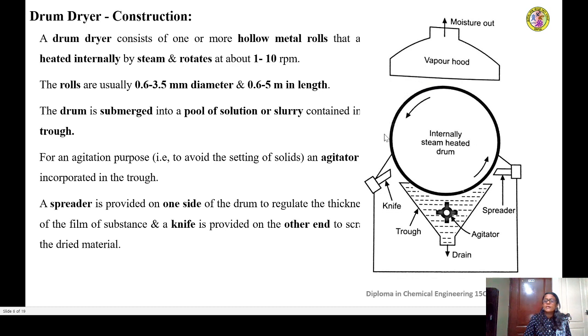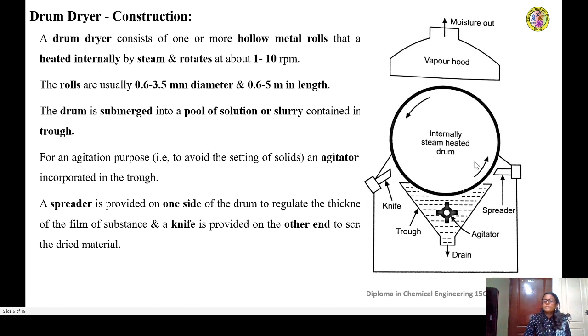When it reaches the other end, it comes across a knife that scrapes the material from the drum surface, and the material gets scraped off and taken out as the product. After this, the drum surface is again free to take up more feed. So again it gets dipped in the slurry, whereby it picks up a thin film of slurry onto its surface.